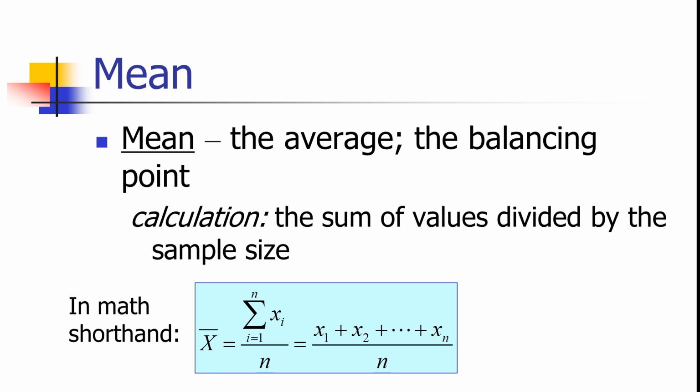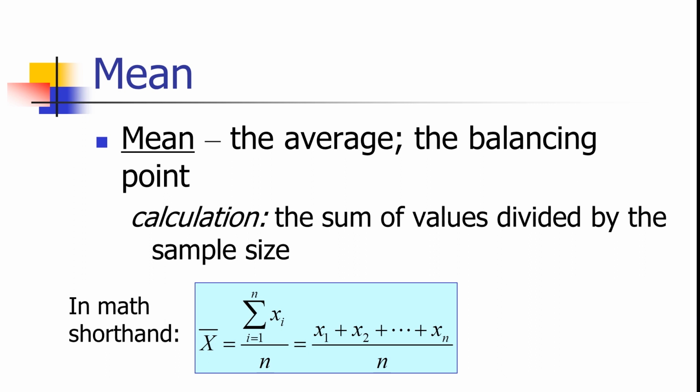I want you to also think about the mean as a balancing point. I'm going to show you that in a minute. I also want to show you the mathematical shorthand, the mathematical symbols that we use to represent the calculation of a mean. I'll be using some of these symbols in this class, so it's helpful for you to be comfortable with these. So how do we calculate a mean? It's very easy. We add up all of the values and we divide by the sample size. Again, probably many of you have calculated many of these in your life.